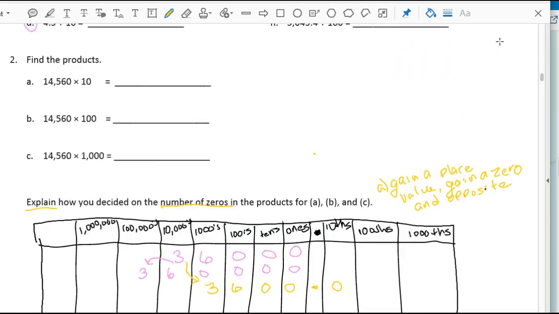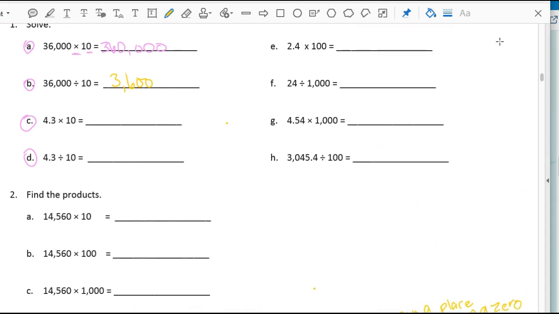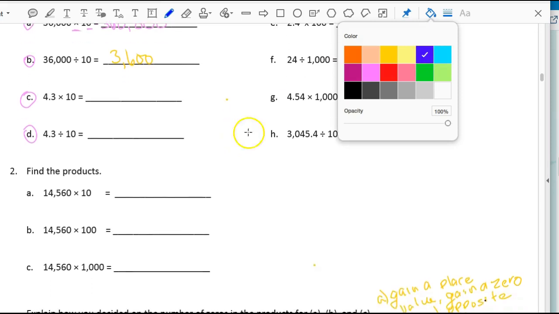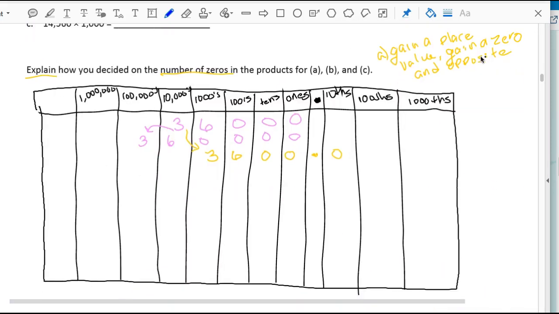All right, let's look at the next one. The next one, we have 4 3/10 times 10, and we have 4 3/10 divided by 10. So let's pick a different color this time. This time we'll go with a dark blue, and then we'll go to a light blue. So 4 3/10, let's put that in there.